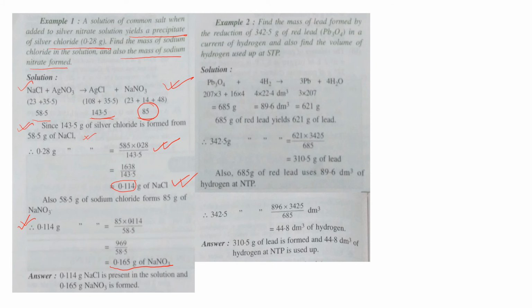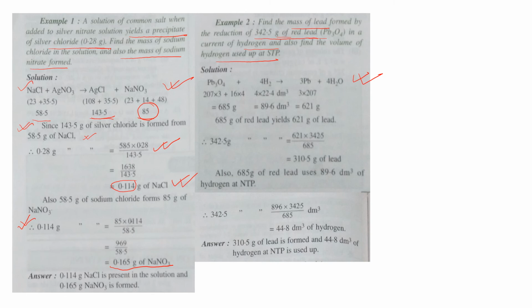Number 2. Find the mass of lead formed by the reduction of 342.5 gram of red lead, that is Pb3O4, in a current of hydrogen. That means the Pb3O4 is reacting with hydrogen, and after reaction it is giving you lead, because the question is to find the mass of lead, and also find the volume of the hydrogen used up at STP. So the equation is this one, Pb3O4 plus 4H2 is giving you 3Pb plus 4H2O.